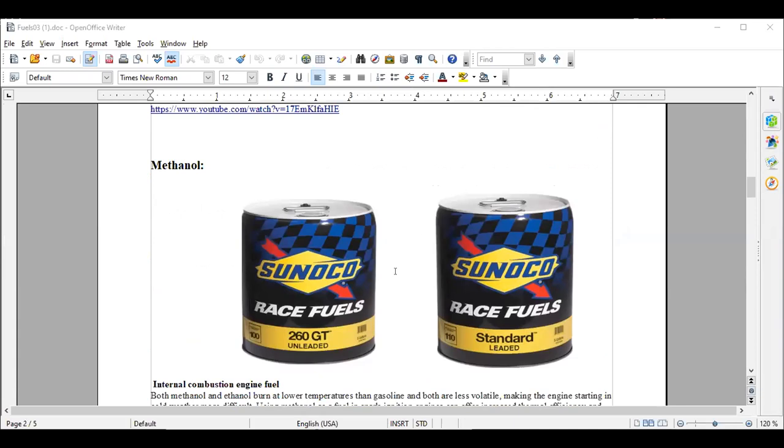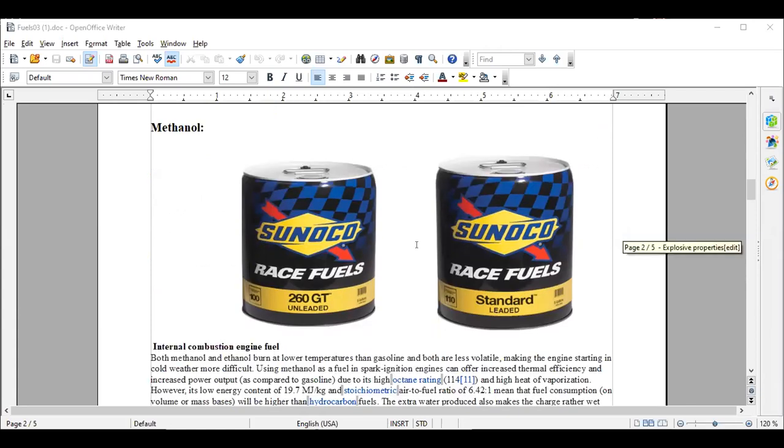You can go out, anybody can, and you can buy a couple of jugs of racing fuel. Notice, I want to show you two things in this racing fuel. You see this thing, it says unleaded and leaded. So again, methanol, you would not put this in your car because this is really for specialized purposes. So this is more for racing fuel, for race cars. Now, unleaded is just like your gasoline. There's no lead in there.